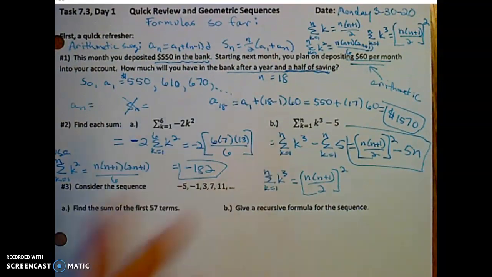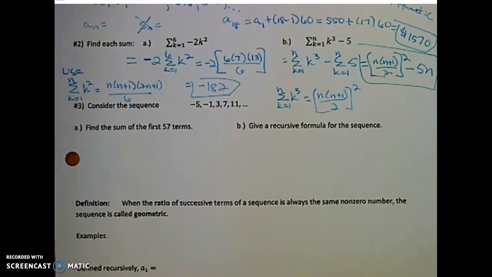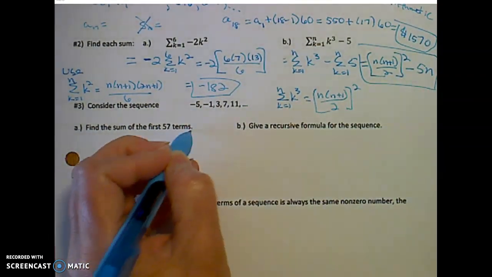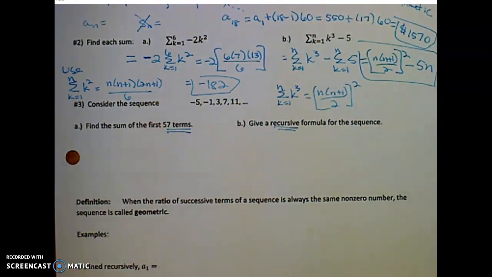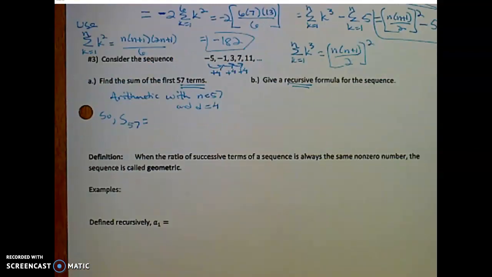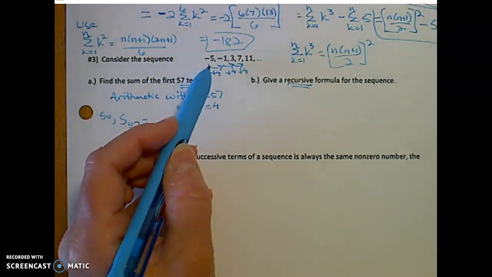There is no ending index on that one. Okay, consider this little sequence. Find the sum of the first 57 terms, and then give a recursive formula for this sequence. That's good practice for you. I'll pause. Okay, notice this sequence is an arithmetic sequence.